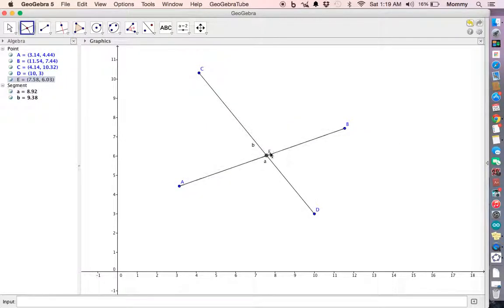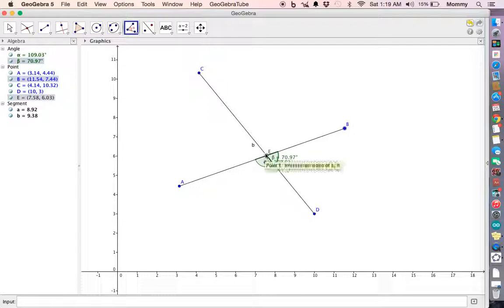All right, now we've got four angles: CEB, BED, DEA, and AEC. Using the angle tool, it tells us we can either select three points or two lines. So I'm going to do the point thing. One point, two point, and then the third point. And it's going to draw you your little circle around the thing.